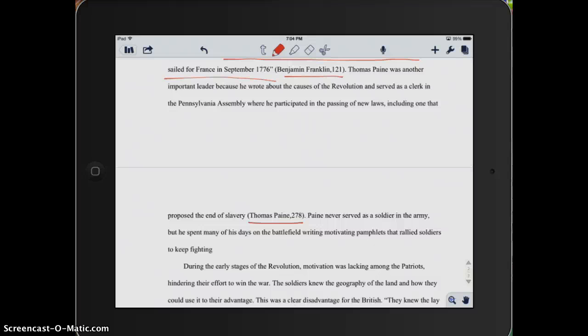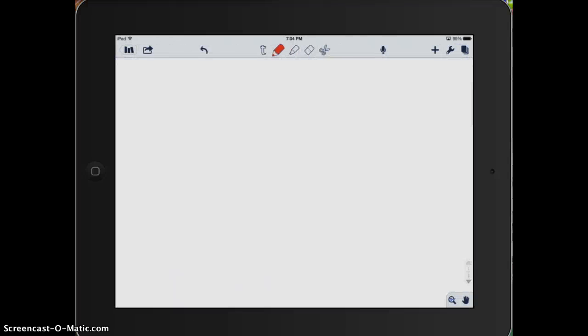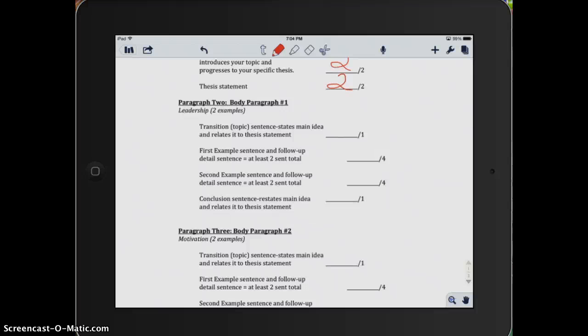So let's go back to the rubric and assign points. You'll remember they had a good topic sentence that introduced Ben Franklin and Thomas Paine and talked about their leadership. The first example was great. They gave us a quote that came from research and a citation, 4 out of 4. Their second example was great. It was a paraphrase that came from research and they gave us a citation. However, they were lacking a concluding sentence. Nothing to wrap it up for us, so we're going to take a point off.